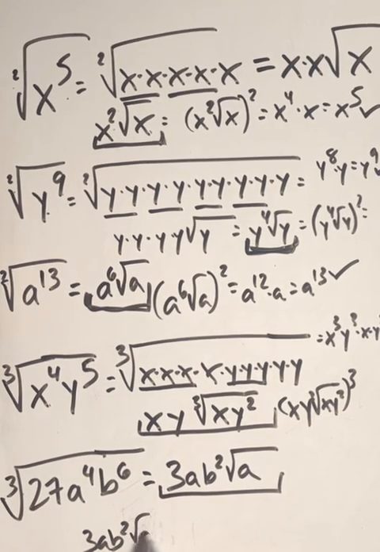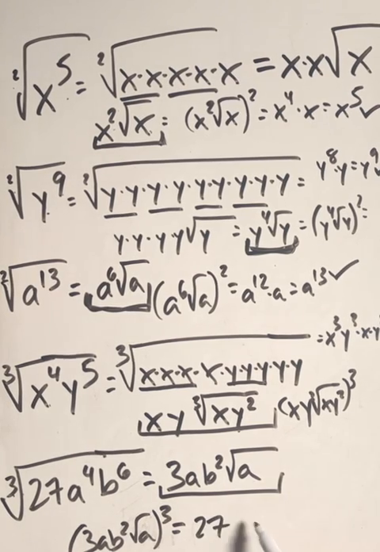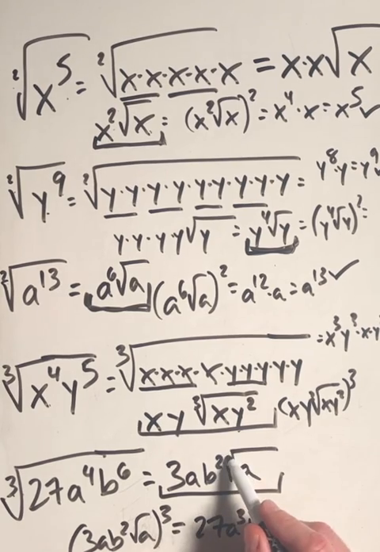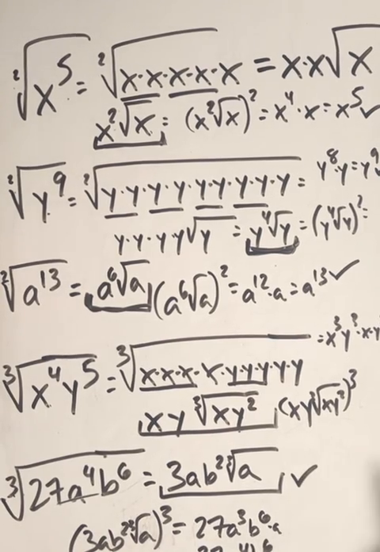3AB squared radical A, and I can always check that by raising it to the power of the index. 3 to the third power would be 27. A to the third power would be A to the third. B squared to the third power would be B to the sixth, because we multiply. And then the cube root of A cubed would just be A, so that A times this A to the third would be A to the fourth. So 27, A to the fourth, B to the sixth, which was my original radicand, so I know I have simplified this correctly.